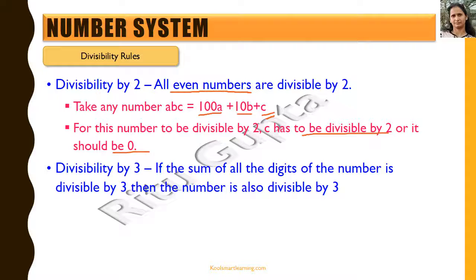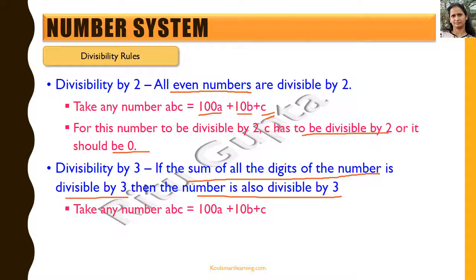So divisibility by 3: if the sum of all the digits of the number is divisible by 3, then the number is also divisible by 3. Now we'll again use the same method which we used for checking the divisibility by 2 and see how it works. We take any number ABC and represent it in the general form, 100A plus 10B plus C.